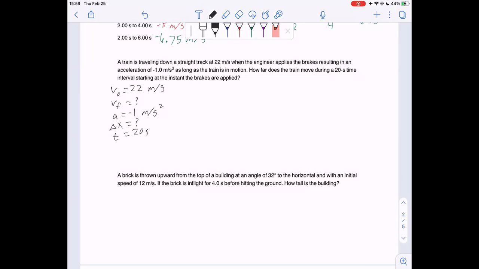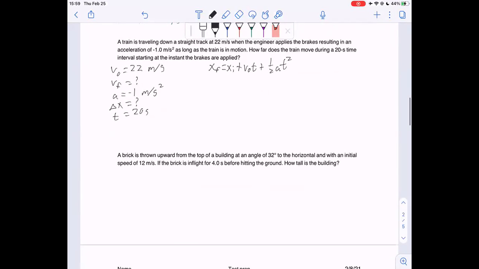The x final is equal to x initial, right? Yeah. So x final is equal to x initial plus v naught t plus 1/2 at squared. So we can simply combine x final minus x initial to give us delta x is equal to v naught t plus 1/2 at squared.